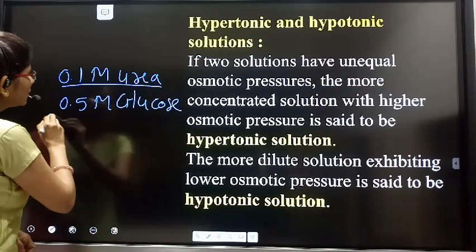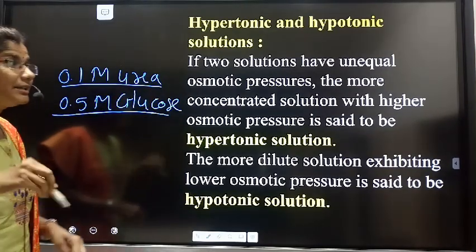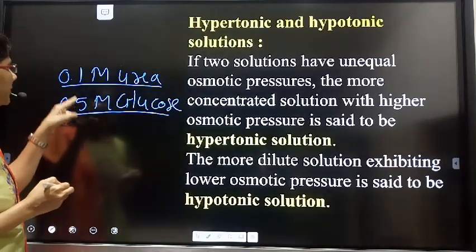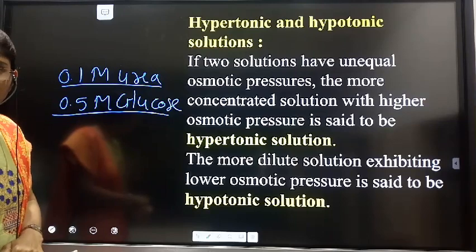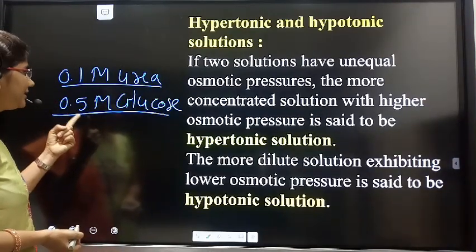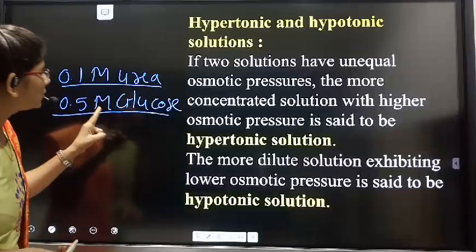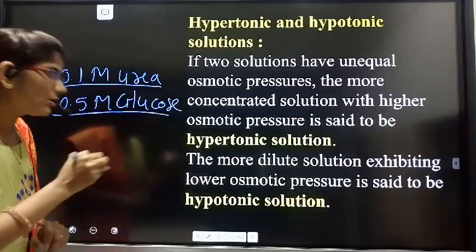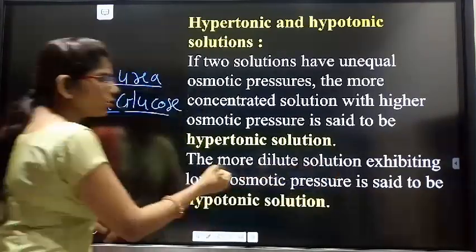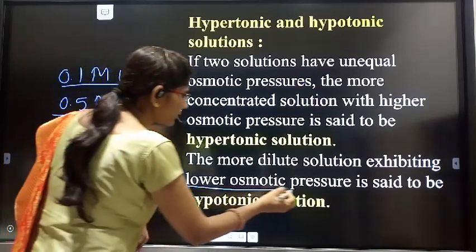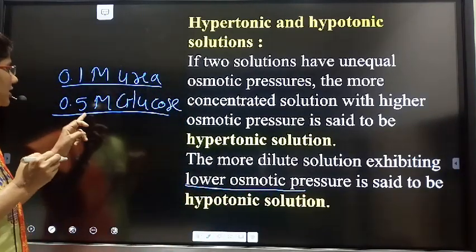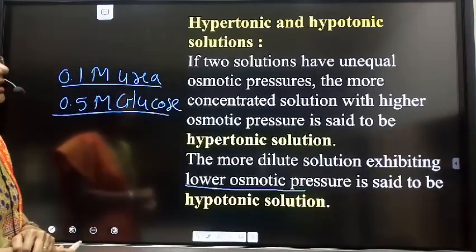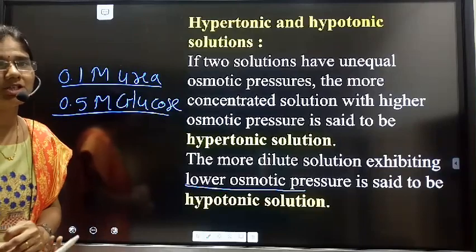So, these two solutions have unequal osmotic pressure. Then these solutions, 0.5 and 0.1. In this solution, the glucose 0.5, these are hypotonic, having a less concentrated solution, meaning a more diluted solution exhibiting a lower osmotic pressure. This has a lower osmotic pressure, this has a higher osmotic pressure, and therefore these two solutions are hypertonic and hypotonic with each other.